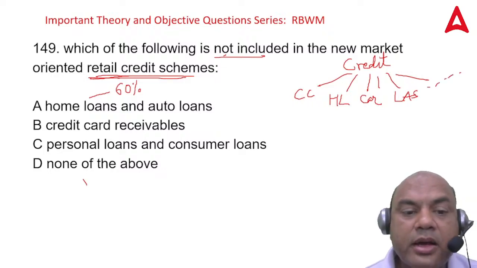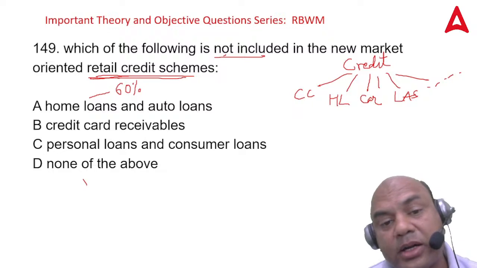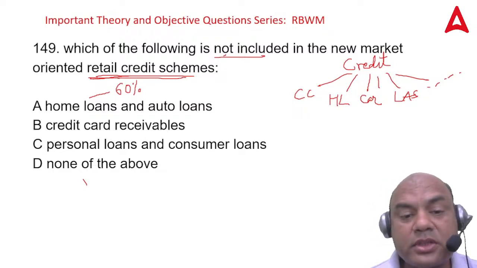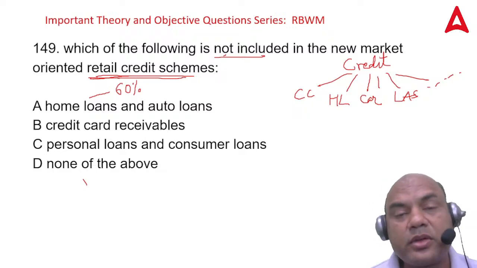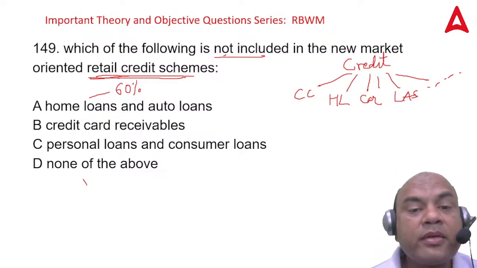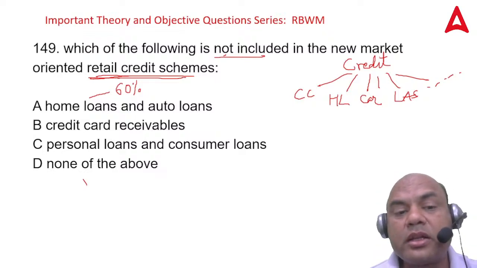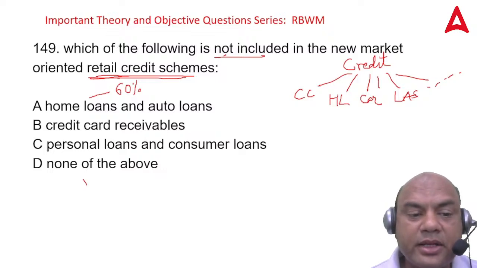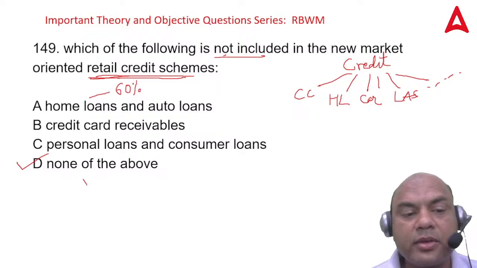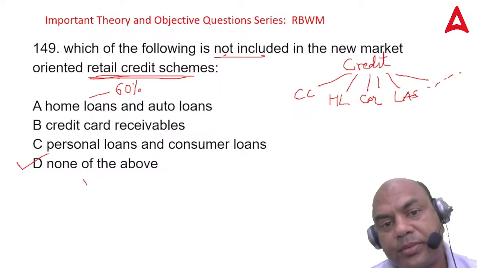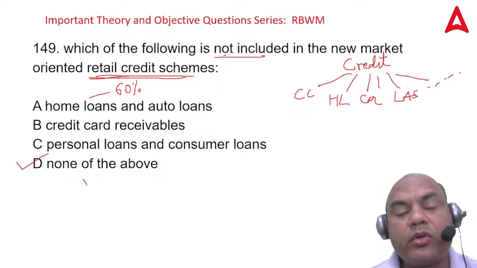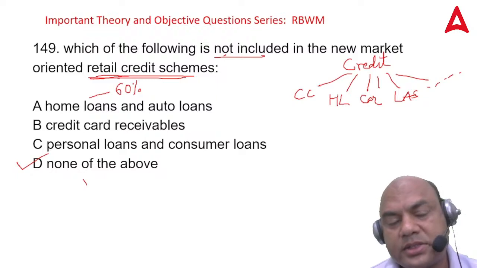Credit card receivable, that is also a part of the new loans. Personal loan and consumer loan, that is also a part. So which of them is not included in the new market-oriented credit schemes? That is D, none of the above. All of them are included. Every loan is a part of your new credit scheme nowadays.